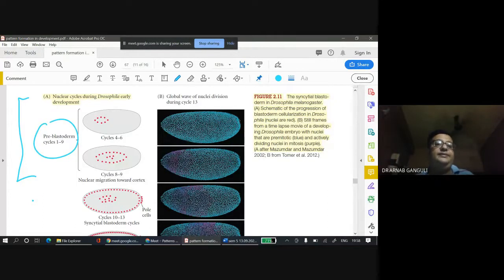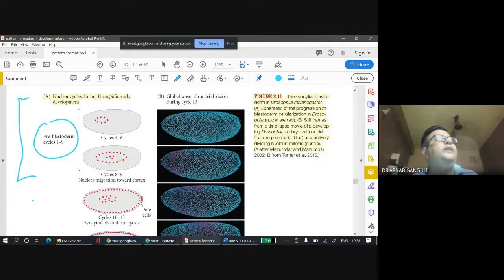Stages 1 to 9. The red dots are nuclei which are dividing. They are calling it purple over here, but I am looking at it as red. So the red dots are nuclei. They are dividing. What is a syncytium? The nuclei divide, but the cytoplasm doesn't divide. There is no barrier between the nuclei. So in one cell, you have many nuclei forming.